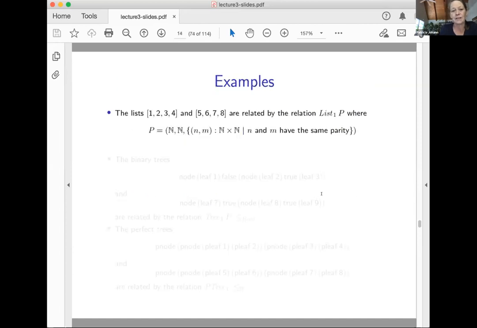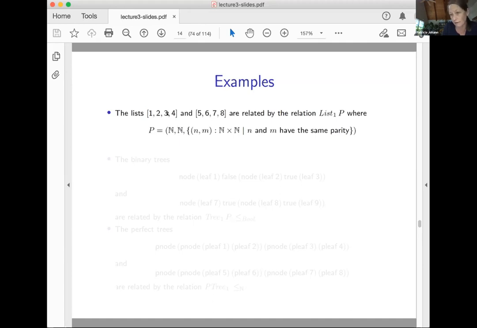So for example, here's a concrete example. If I look at the list 1, 2, 3, 4 and the list 5, 6, 7, 8, I claim that they're related by the relation list P. So P should be a relation here. So this is the relational interpretation of list, and P is a relation. What relation is it? Well, it's the one whose domain is natural numbers and whose codomain is natural numbers. And I'm going to say that two natural numbers are related exactly when they have the same parity. Okay.